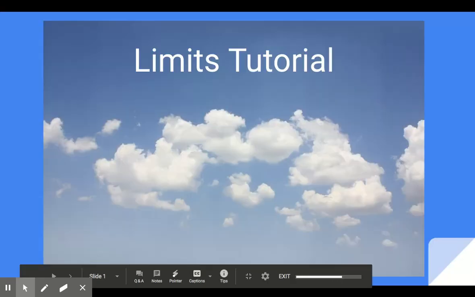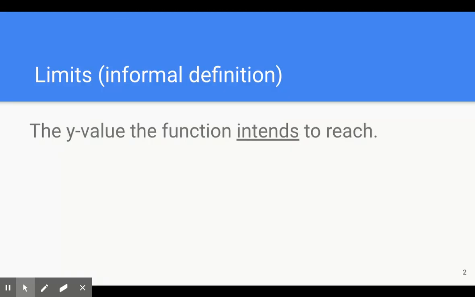Hello, I would like to talk to you about limits. The informal definition of limits is that they are a y value that the function intends to reach. It does not necessarily have to get there, it just has to be headed that way.